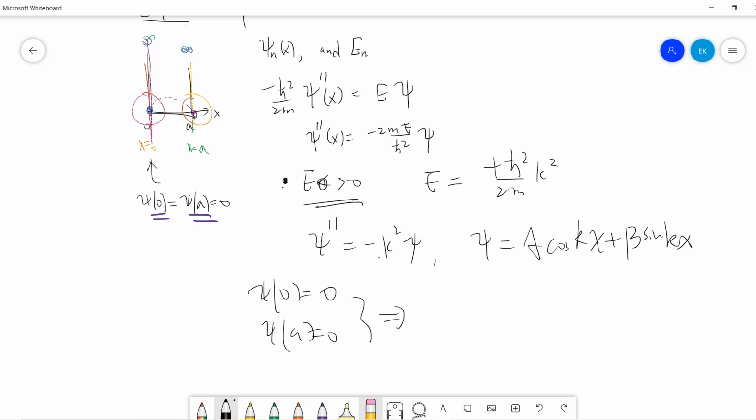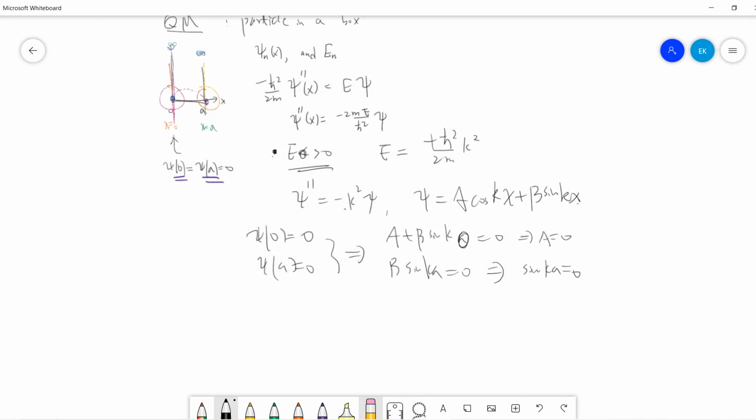What does that tell you? Phi of 0 is a, so a equals 0. Since a is already 0, you get b sine ka equals 0. But b cannot be 0, because a is already 0. So sine ka is 0, which tells you that ka is n pi.